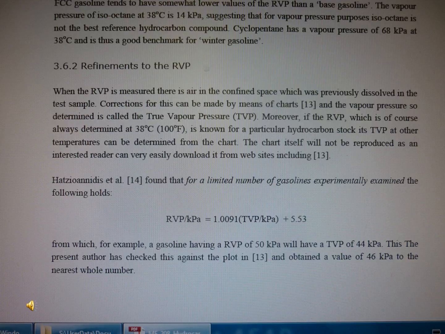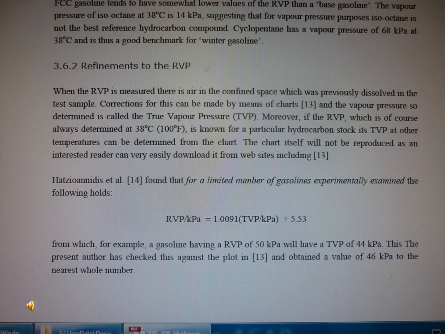And we were talking about the refinements to the RVP. When the RVP is measured, there is air in the confined space, which was previously dissolved in the test sample. Correction to this can be made by means of a chart of vapor pressure, to determine the true vapor pressure. Moreover, if the RVP, which is always determined at 38 degrees centigrade, is known for the particular hydrocarbon stock, its TVP at other temperatures can be determined from the chart.